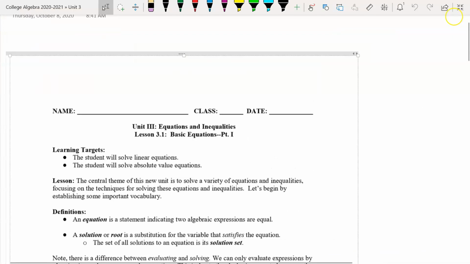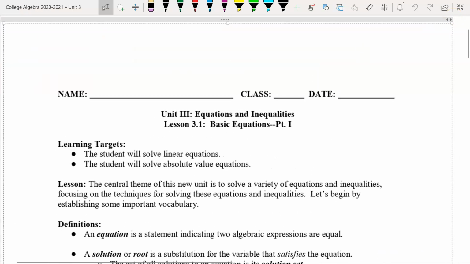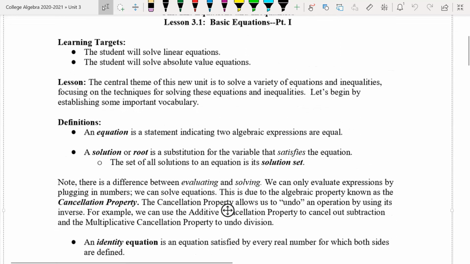Okay, so hopefully the quiz went well for you guys, and we're going to start a new unit. The first one we're going to talk about is basic equations, solving them. Really, we're going to focus on the equations part. We'll get to inequalities in the second part. But today's absolute value in linear equations. So some key things here and some definitions.